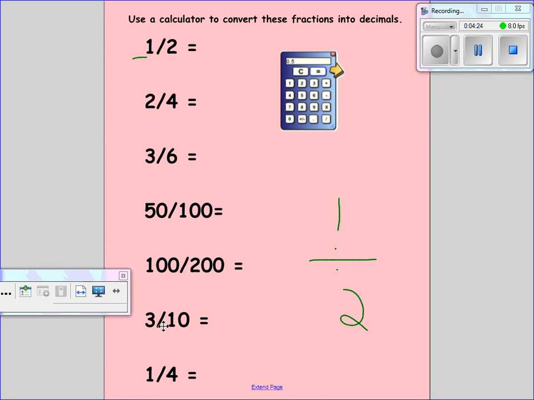Let's take this one. 3/10 won't be 0.5. Okay? 3 divided by 10 equals 0.3. 1/4. How would this look? 1 divided by 4 equals 0.25.